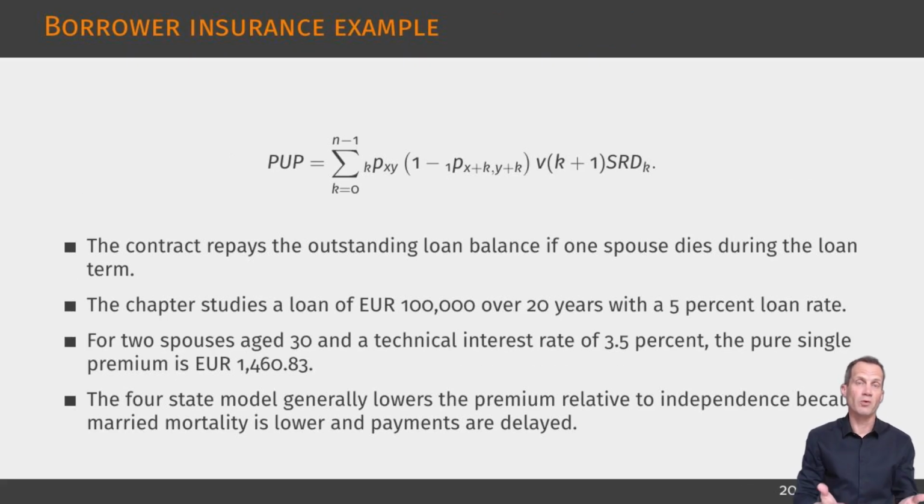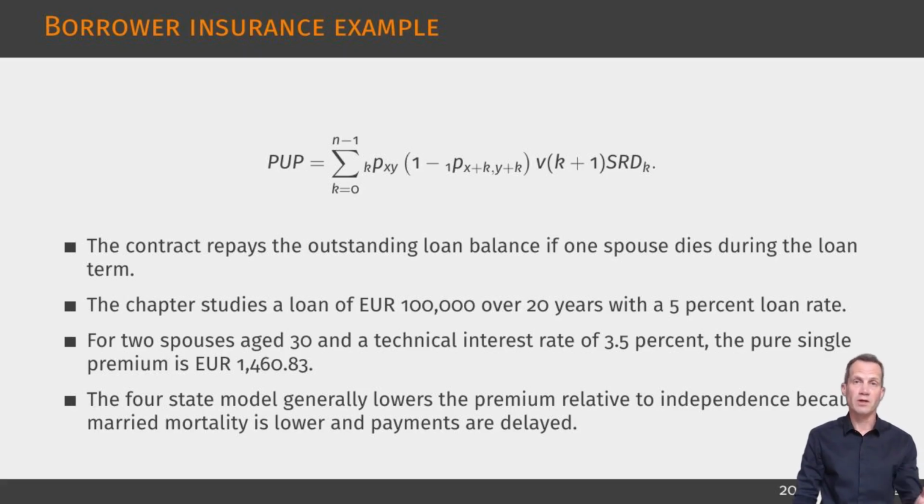The borrower insurance example shows how the model is used for a contract linked to a loan. The couple borrows €100,000 and repays the debt over 20 years through constant annual payments. The annual loan rate is 5%, which gives an annuity amount of €8,024.26. If one spouse dies during a policy year, the insurer repays the outstanding balance at the end of that year, releasing the surviving spouse from the debt.